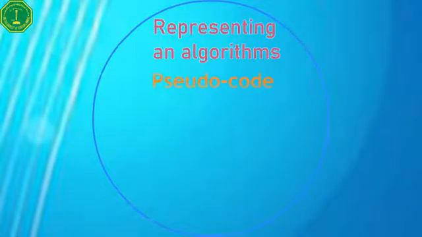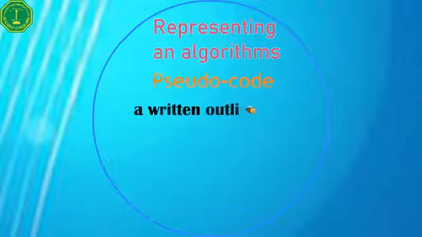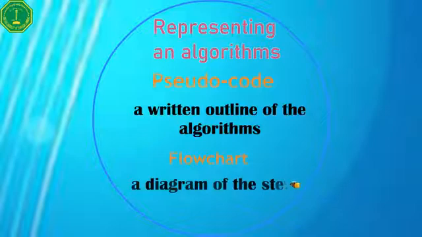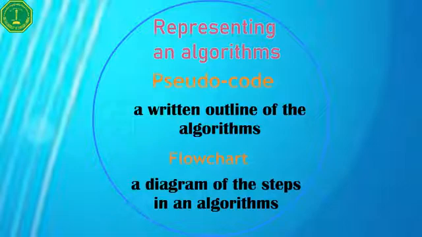First, we are using pseudocode. What is pseudocode? It is a written outline of the algorithms. It is a simple way of describing programming code in simple plain English. Pseudocode is not actual programming language. It uses short phrases to write code for programs before you actually create it in a specific programming language. Second, we are using flowchart. Flowchart is a diagram of the steps in an algorithms. We will discuss later in detail what flowchart is.